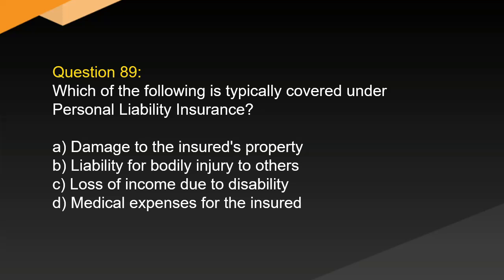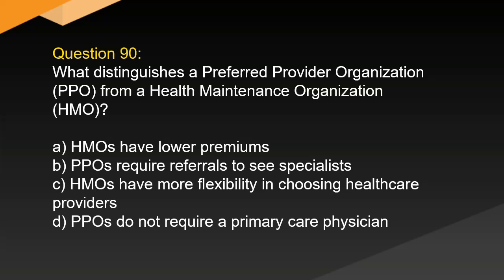Question 89. Which of the following is typically covered under personal liability insurance? A. Damage to the insured's property. B. Liability for bodily injury to others. C. Loss of income due to disability. D. Medical expenses for the insured.